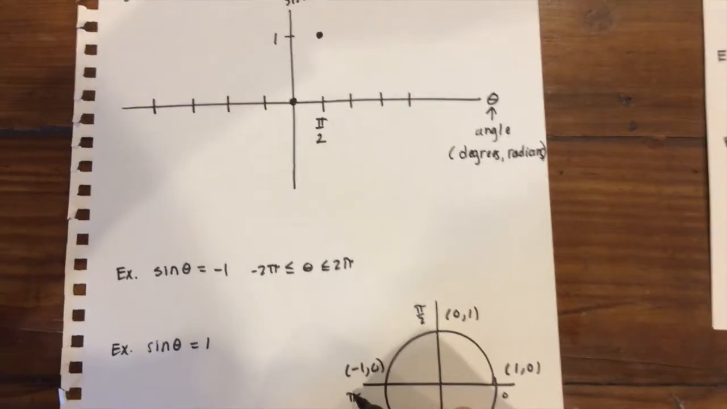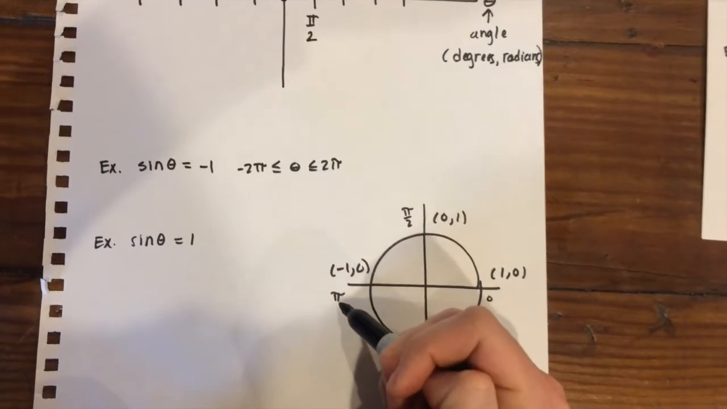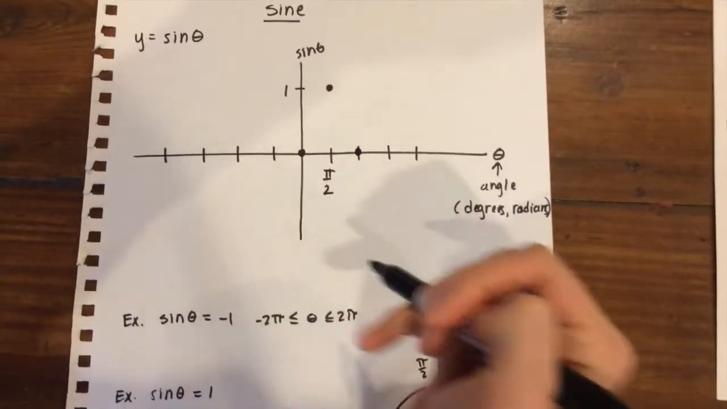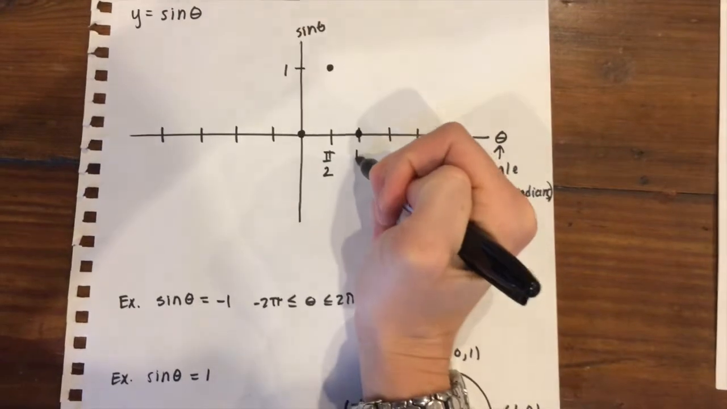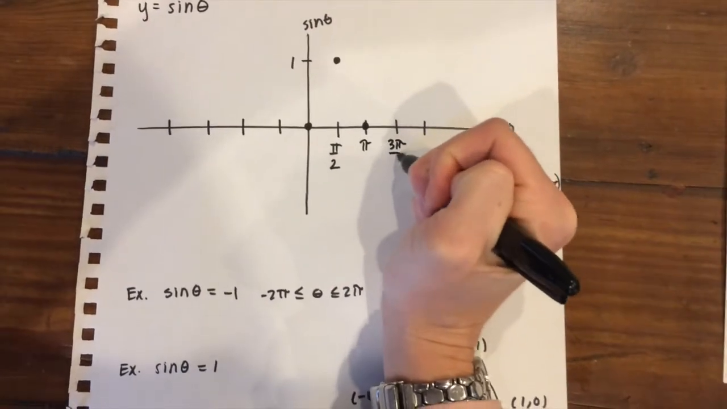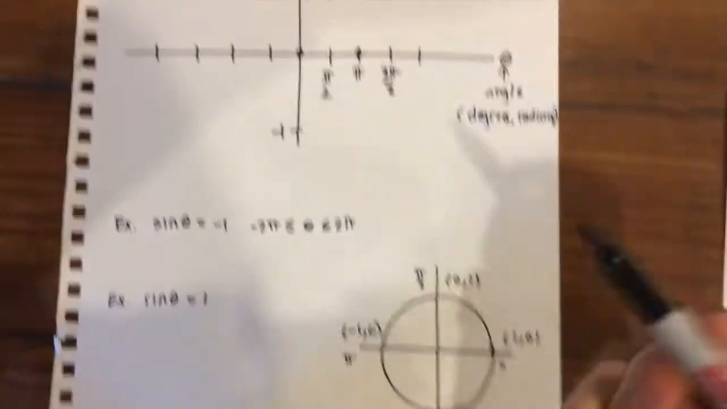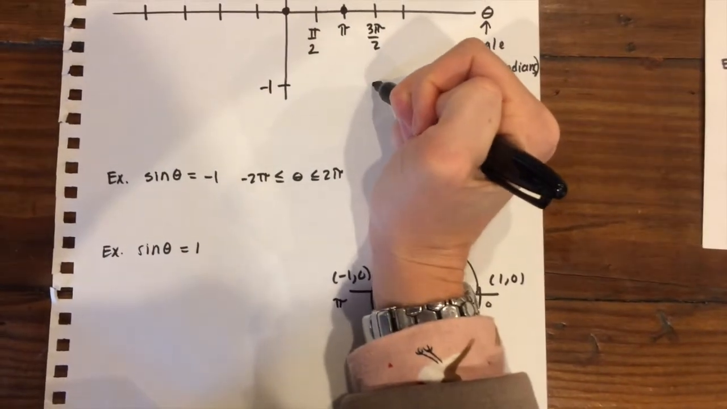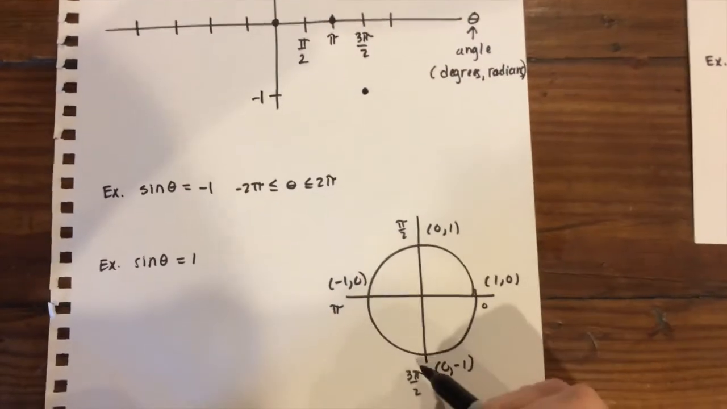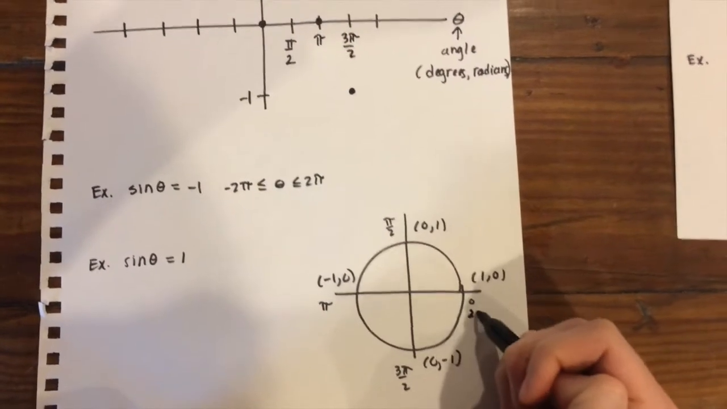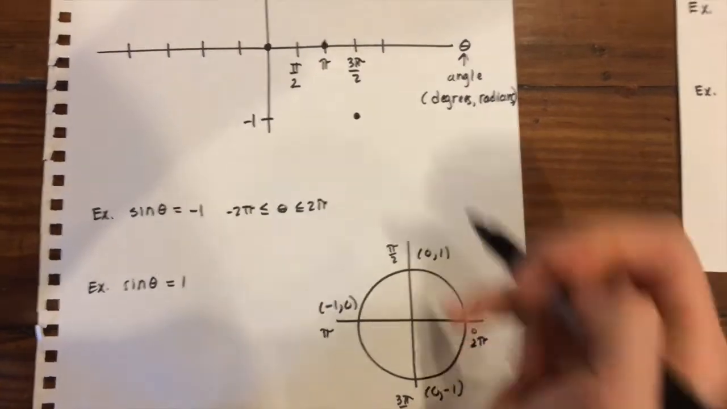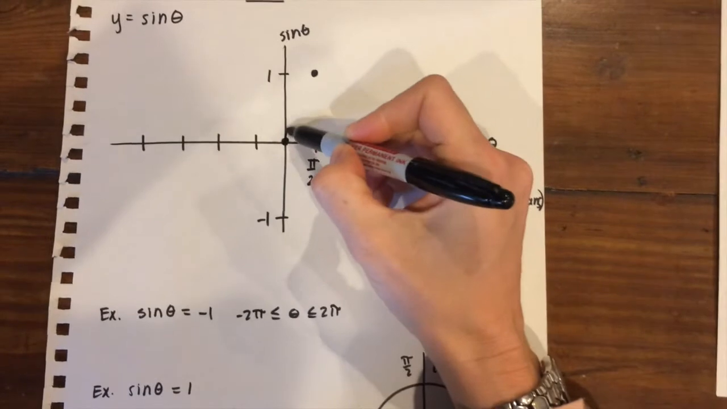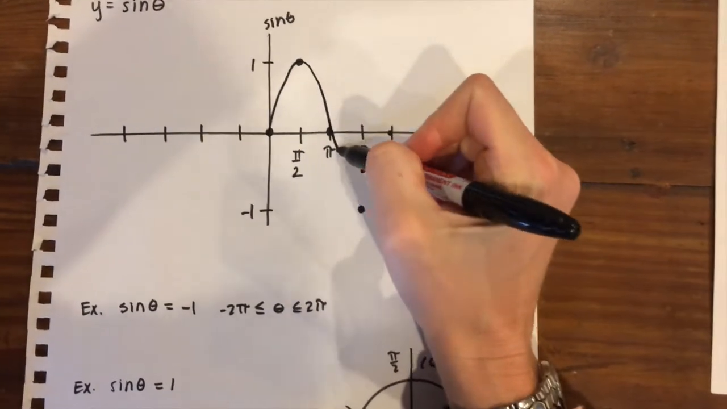Now I come over to pi and I say, okay, what is sine when my angle is pi? Well, sine is 0. So I plot a point at 0. And I keep going at 3 pi over 2. Three pi over 2 down here, sine is negative 1. So I plot my point at negative 1. And then we complete the full circle and we're back up here at 2 pi, and sine at 2 pi is 0. So I plot that.